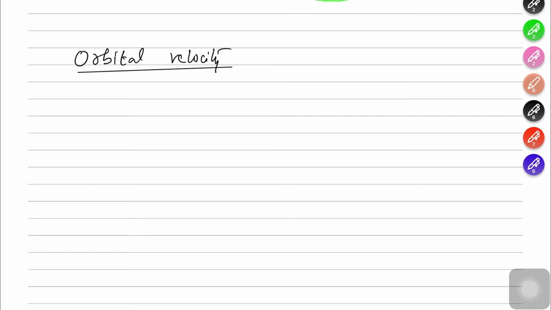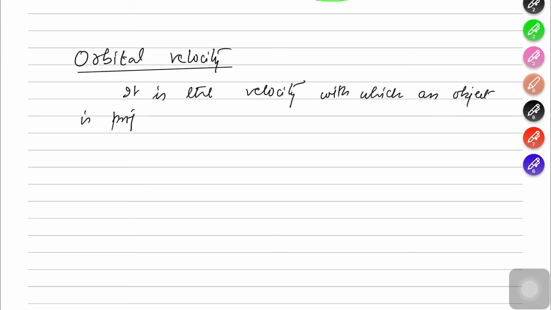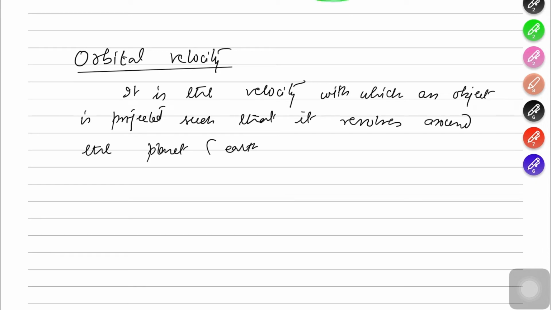Let's have a formal definition for orbital speed, orbital velocity. So orbital velocity is the velocity with which an object, any projected object, is projected such that it revolves around the planet, or let's say Earth.